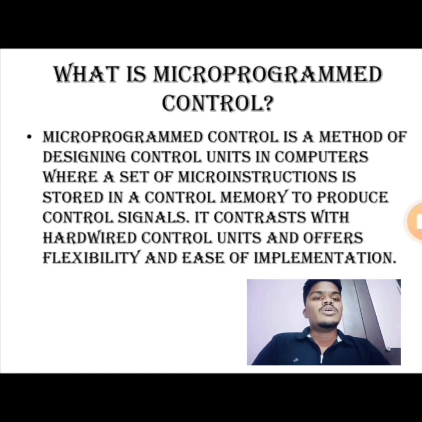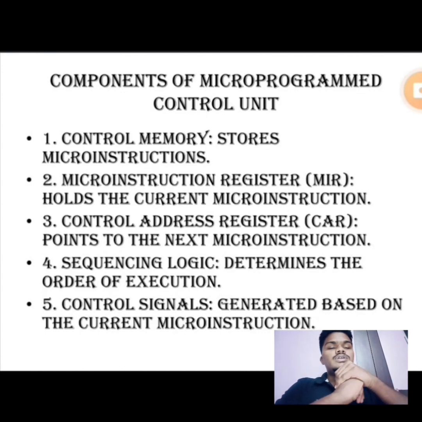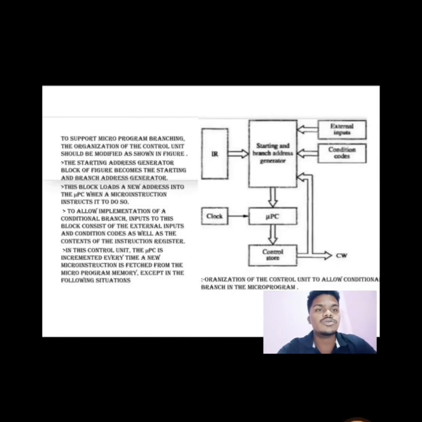In the next slide, we are going to know what are the components required for the microprogram control unit. There are 5 components. The first component is control memory, which stores the micro instruction. Then comes the MIR, which is micro instruction register, which holds the current information of the micro instruction. As I told you, there is a diagram based on the conditional branch in the previous slide. That is organization of the control unit to allow conditional branch in the microprogram.